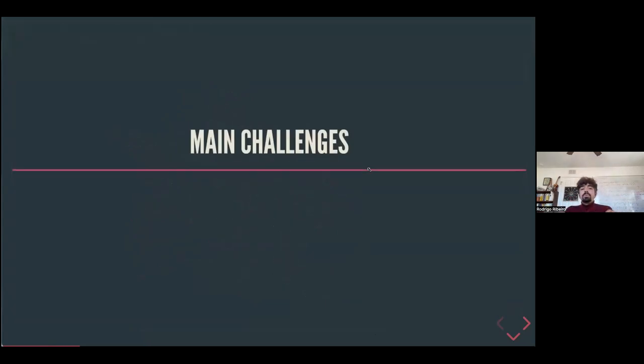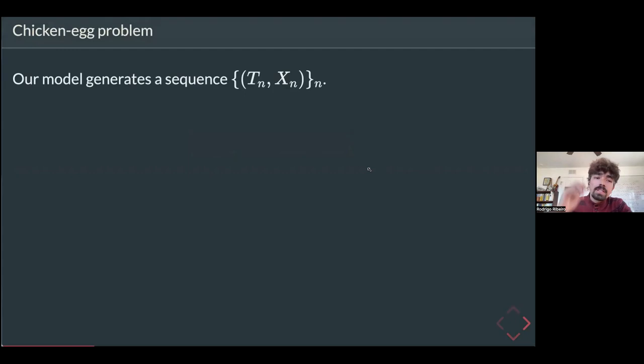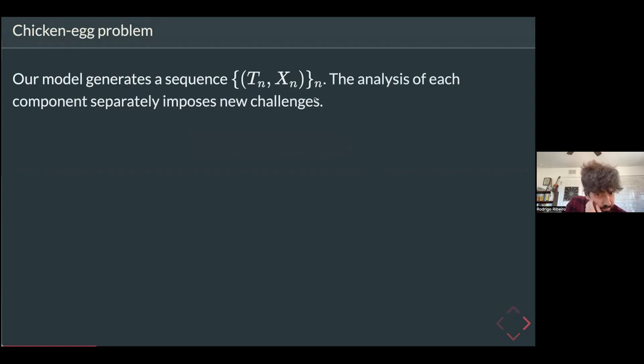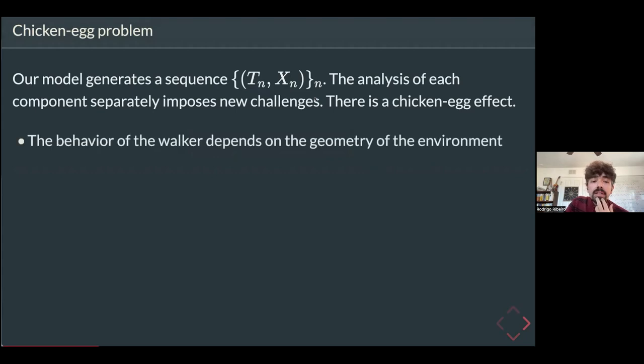But before we talk specifically about each of these perspectives, let me say a couple of words about the challenges that we have when investigating this model. The problem with this model is that we are generating the sequence (T_n, X_n), where T_n is the environment, the tree at time n, and X_n is the position of the walker. If you want to investigate one of these components, we have a sort of chicken-and-egg effect here. Let's say that you want to understand the behavior of the walker, of this component here.